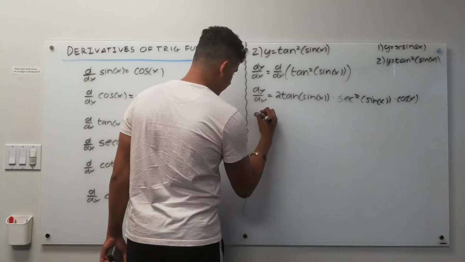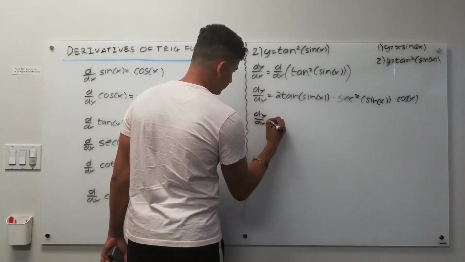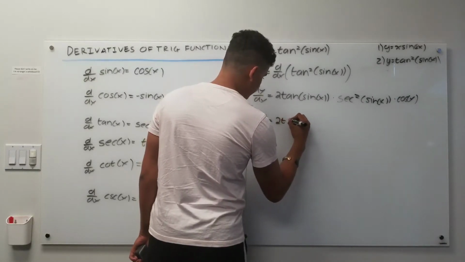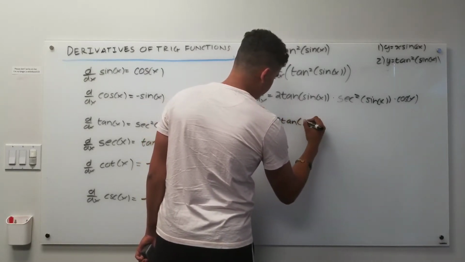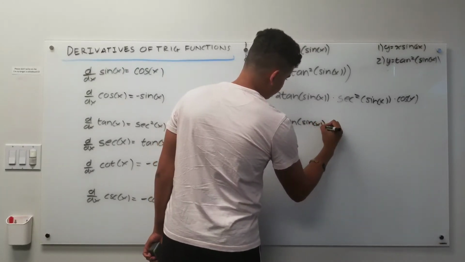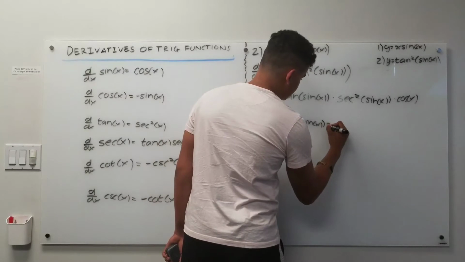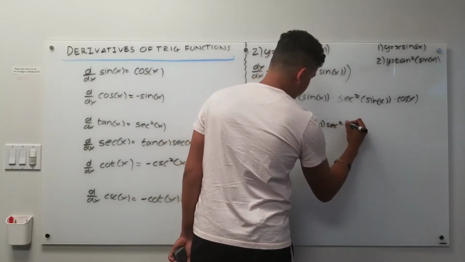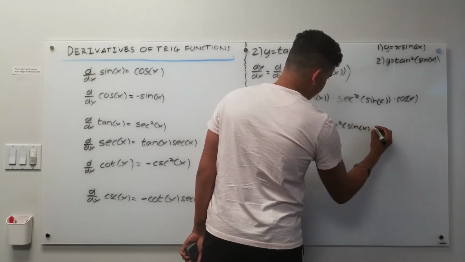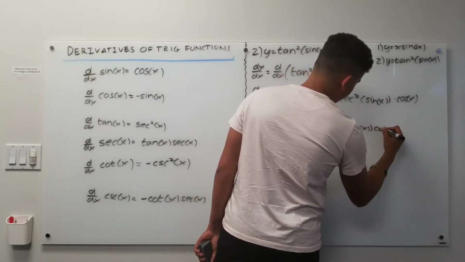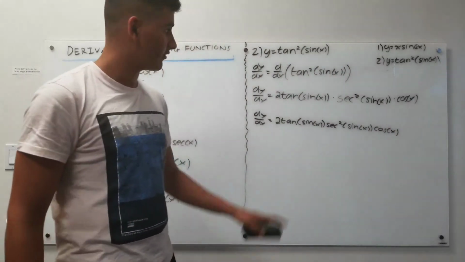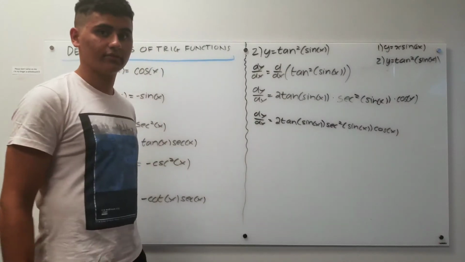So dy dx is equal to 2 tan of sine x times secant squared, not of x, of sine x, times cos x. And that is what the derivative of the second problem is going to equal.